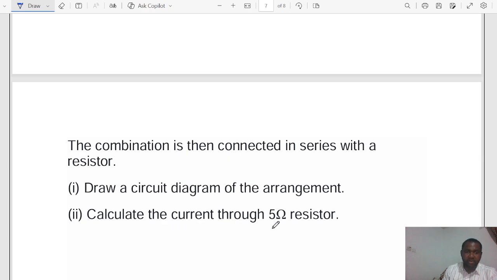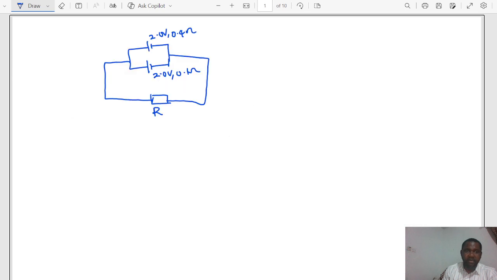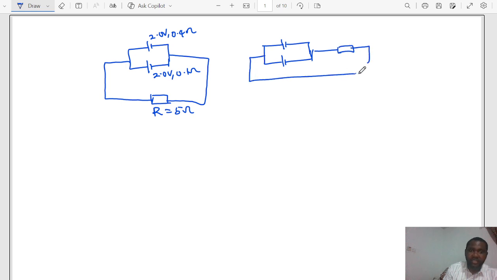The question now says calculate the current through the 5 ohm resistor. So that means the resistor is 5 ohms, so we can come here and say that this resistor is equal to 5 ohms. Now this diagram is correct, or you can also do it this way, since they say in series, but it's the same thing. So you can have something like this here, and this is 2 volts 0.4 ohms, this is 2 volts 0.1 ohms, and this is R equal to 5 ohms.